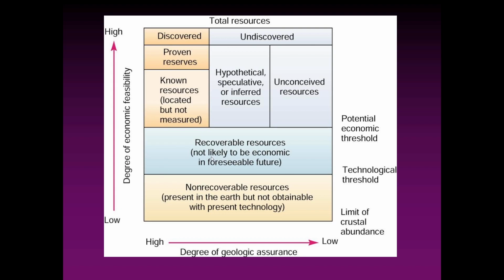Then we have recoverable resources. These are not likely to make a profit. So for the most part, they're pretty low on this economic feasibility scale. Known resources, these are where we know where they're at, but we don't know how much is there. It's kind of like if you see a stack of money and there's a 20 on top, it could be all ones underneath. So we haven't measured how much is there, but we know that it's there. Then you have proven reserves, which are what we know of, we know how much is there, and then discovered reserves being very similar. Then you kind of go into these speculative and undiscovered resources.